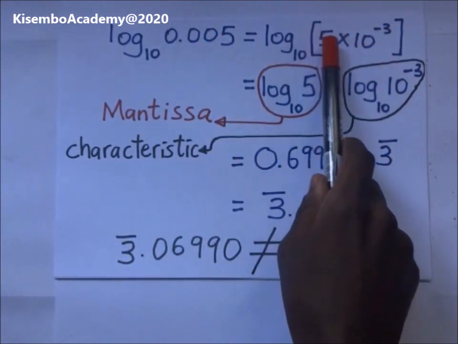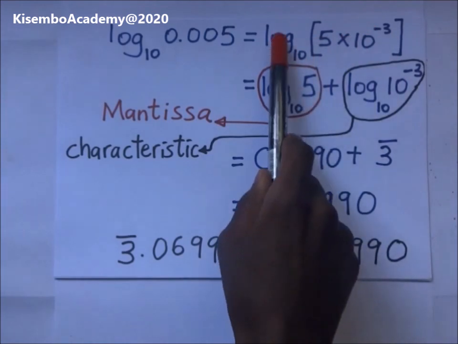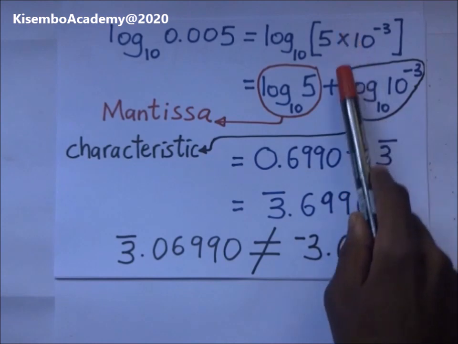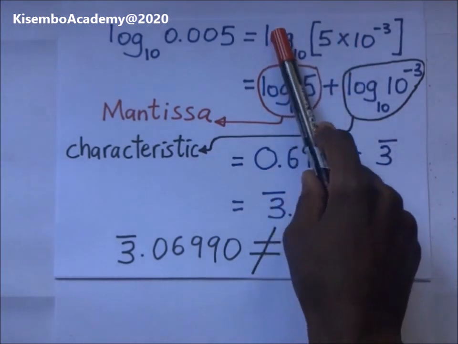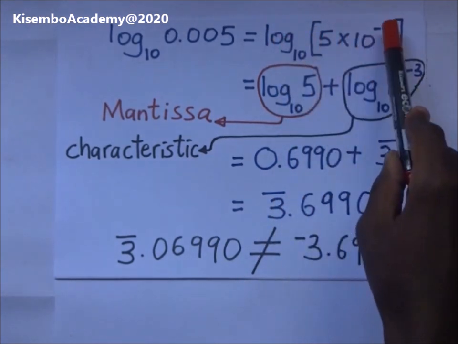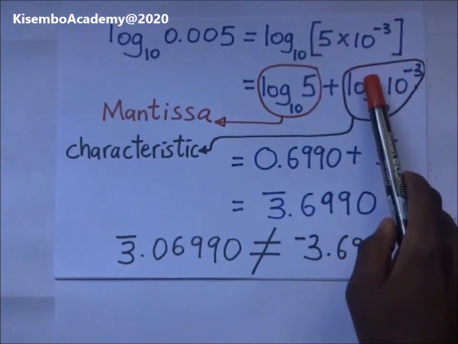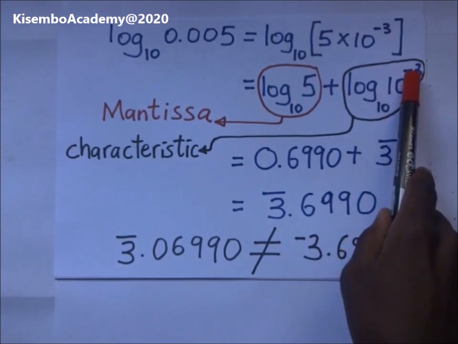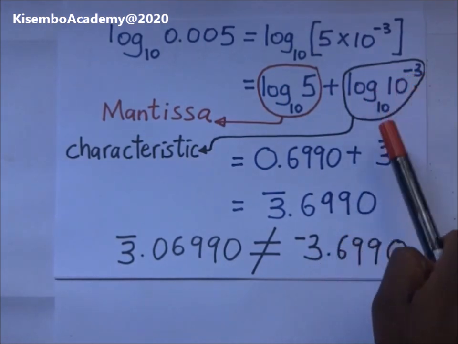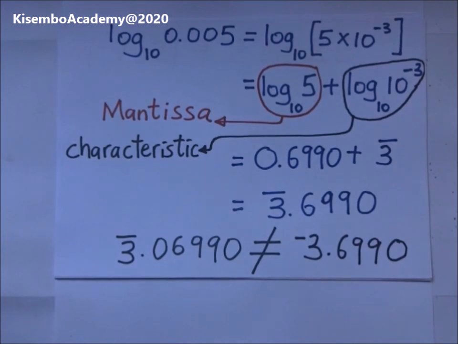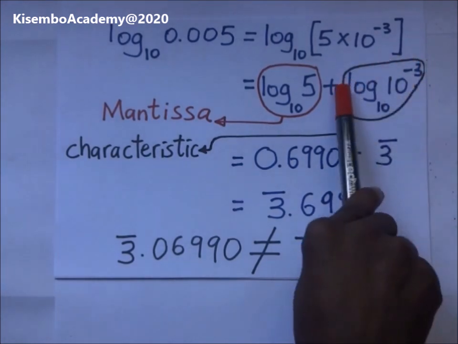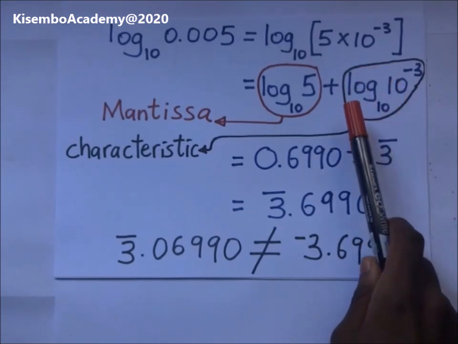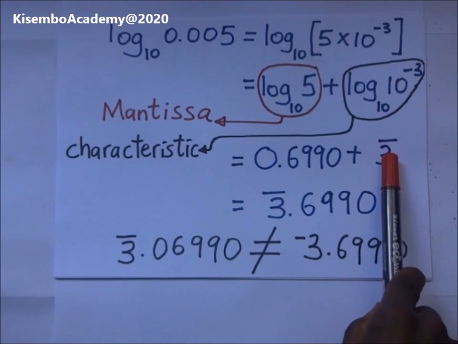Now, because it is in brackets, when you open these brackets, you're going to have log of 5 base 10, which is this, plus, since this is multiplication, it's going to become plus log of 10 to the power negative 3 base 10, which is this. Now, when you look at these two terms, you're having a negative to the power negative 3. It's a negative characteristic of the logarithm, because when you get this negative 3 right there, you remain with negative 3 as this becomes 1. So it means that you're having a negative characteristic right there.